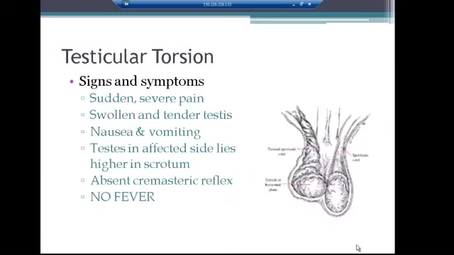Signs and symptoms: sudden, severe pain, a swollen and tender testicle, nausea and vomiting, usually from the pain. The testes affected usually lies higher in the scrotum because the twisted cord pulls it up. There's also an absent cremasteric reflex, and there is no fever associated with this problem, which can help you differentiate it from some of the infectious causes of testicular pain.